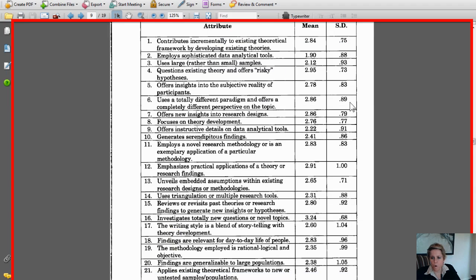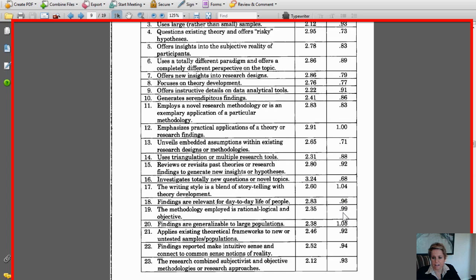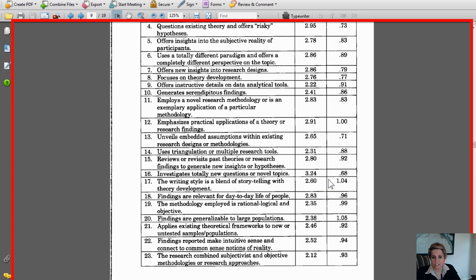Now, if we look, the widest variation is something like emphasizes practical applications. So some people rated this quite more important, some people less. And so there's more variation in this data than, say, the lowest, which was investigates totally new questions or novel topics, which gave it more integrity because there wasn't a lot of variation. So this has slightly less integrity as an attribute in terms of knowing that it's important to being interesting research than would be, say, this, for example.